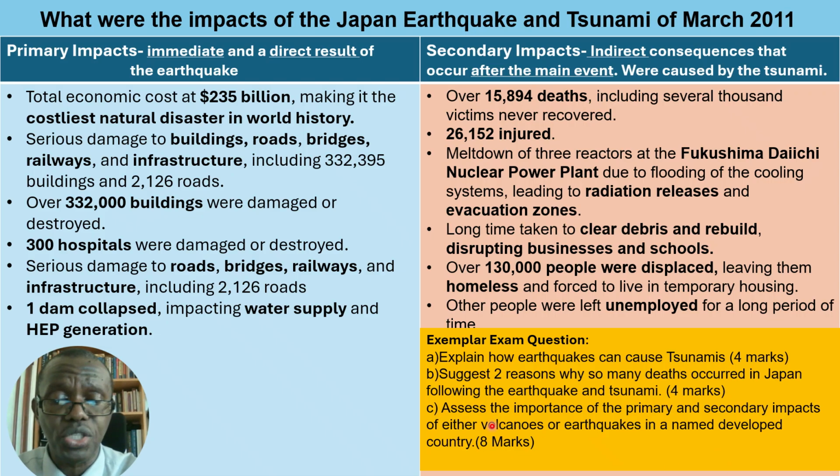Then moving on to C: assess the importance of primary and secondary impacts of either volcanoes or earthquakes in a named developed country. And that is an 8-mark question. That is what you would be discussing using these points here that we have just talked through. Okay, let's move on to the next slide.